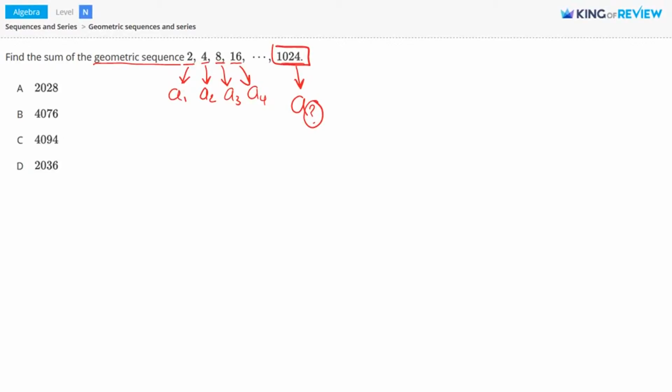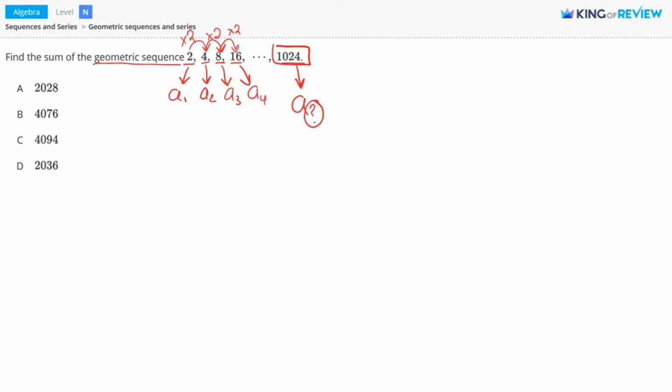Because it's a geometric sequence, it has a common ratio. How do we get from 2 to 4? Well, 2 times 2 gives us 4. And how do we get from 4 to 8? We multiply by 2 to get the 8. And this pattern continues. 8 times 2 gives us 16. So for this particular sequence, the common ratio is 2, because you must multiply by 2 to get to the next term.